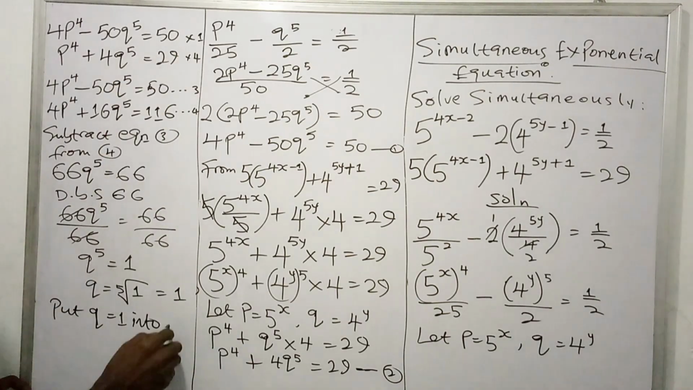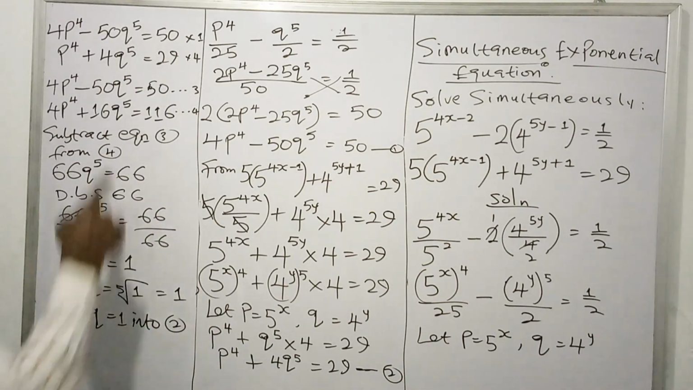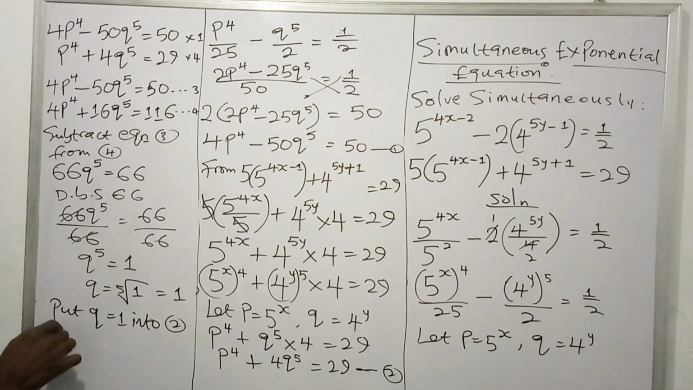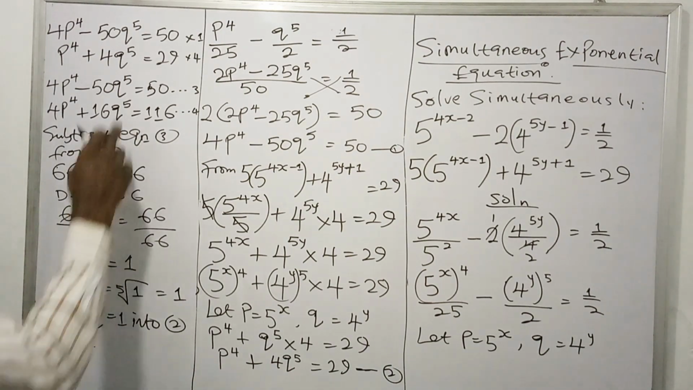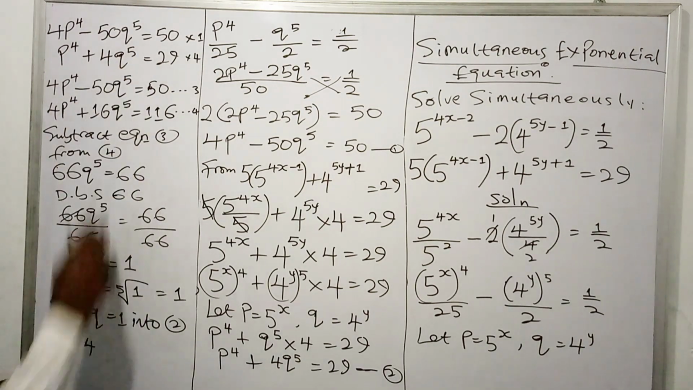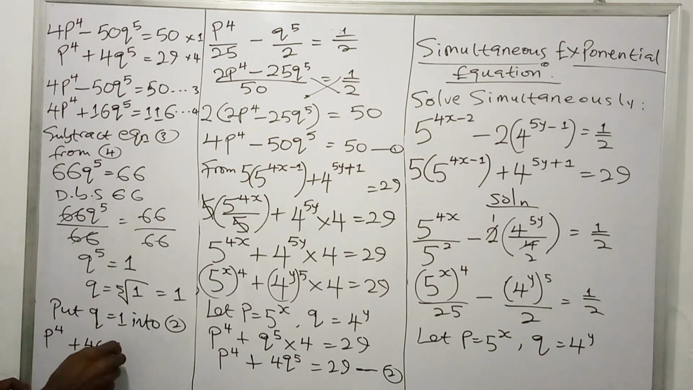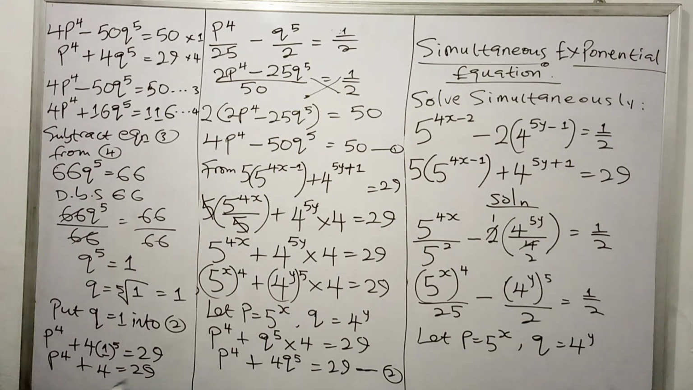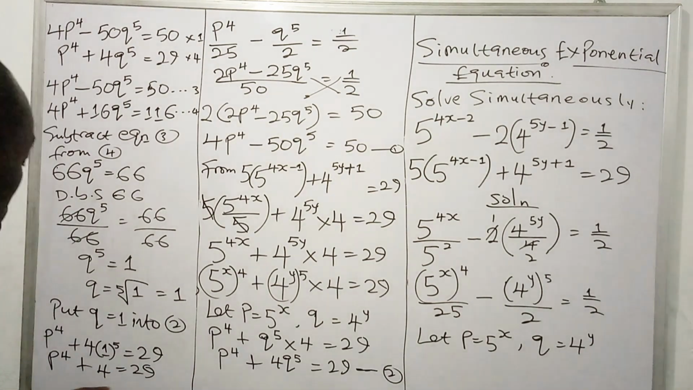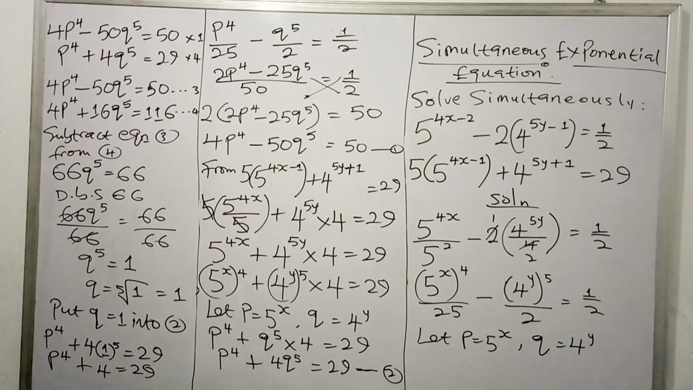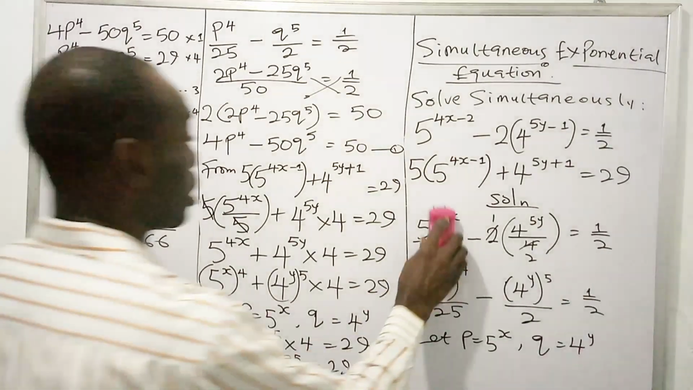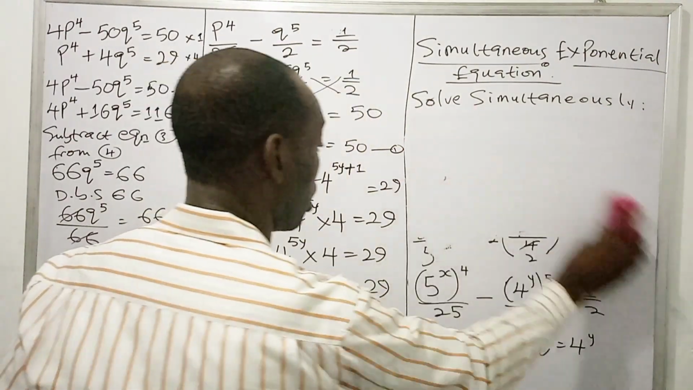So if we're using equation 2, substitute the value of q as 1 into equation 2. That gives us p to the power 4 plus 4 q to the power 5, where q is 1, so that's 1 to the power 5, equals 29. So p to the power 4 plus 1 to the power 5 is 1, times 4, that's 4, equals 29. When we move the 4 to the right hand side, p to the power 4 will become 29 minus 4, and that will give us p to the power 4 equals 25.